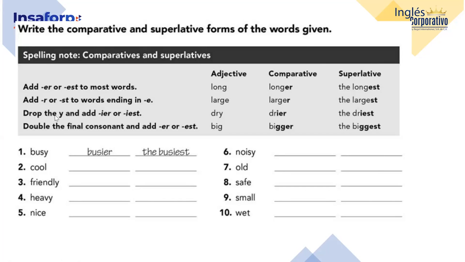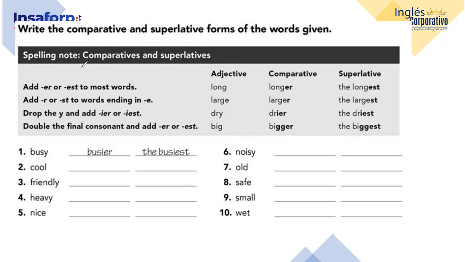And drop the letter Y and add IER or IEST with adjectives like dry, drier, driest. And double the final consonant and add ER or EST. For example, big, bigger, the biggest. We're going to have busy, busier, the busiest.